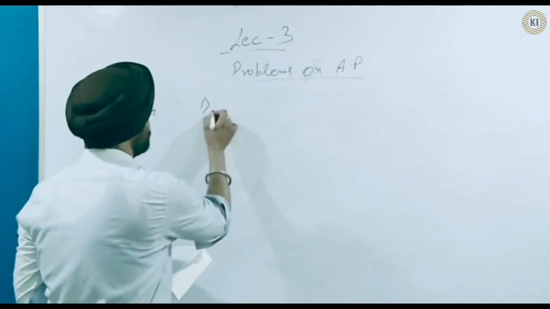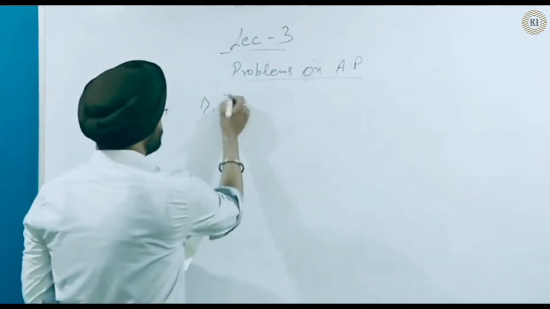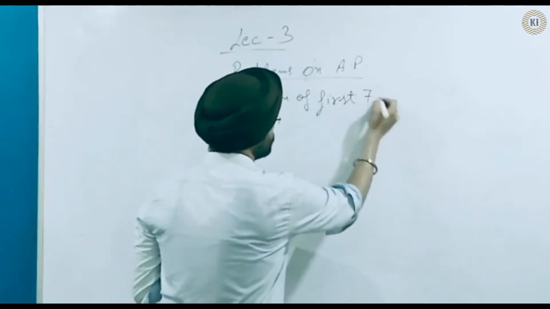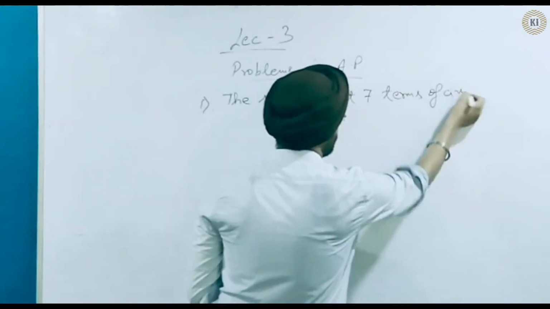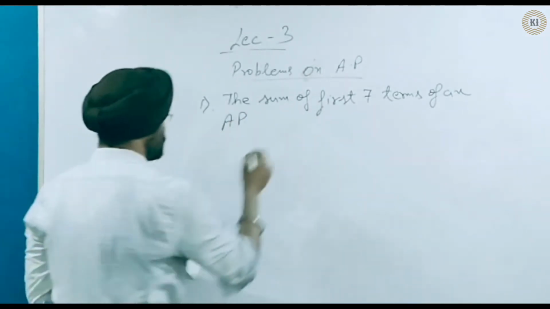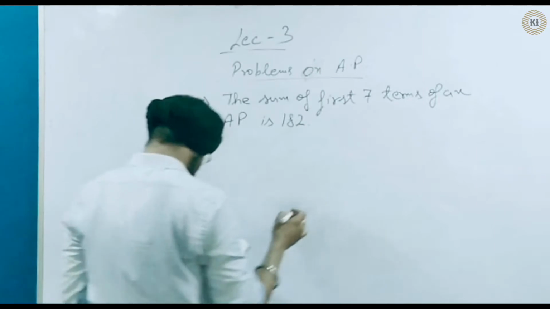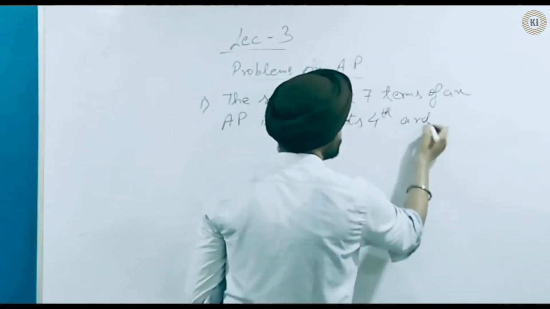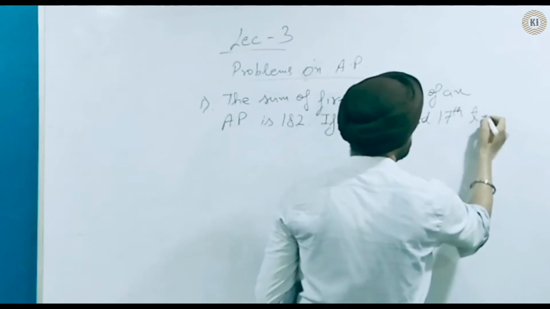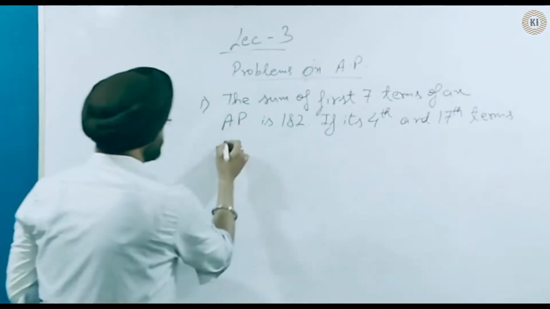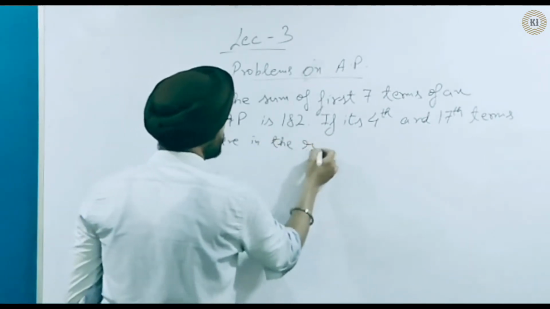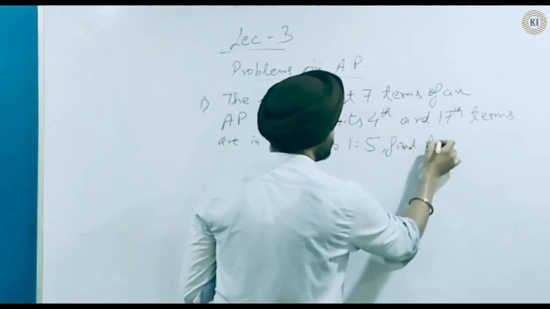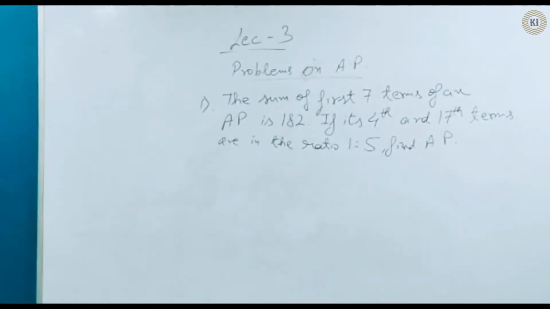First question, let's see. It is given that the sum of the first 7 terms of an AP is 182 if its fourth and 17th terms are in the ratio 1:5. Find the AP.